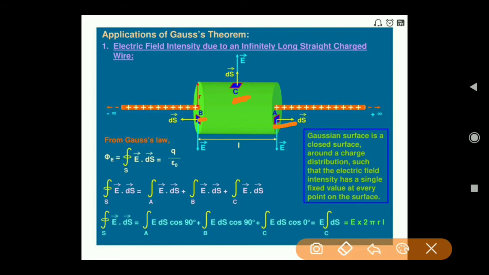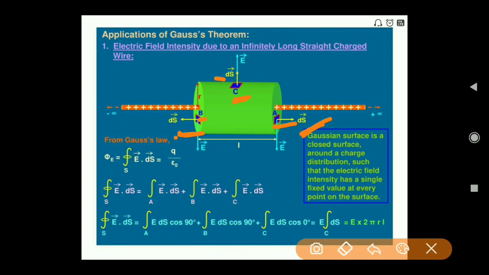For the surface A, you see this is the direction of dS, the area vector, because dS is normal on the surface A and it is outward. Similarly, for the surface B, this is the direction of dS. It is normal on the surface B and it is outward. And similarly for C, if you see the direction of dS on this curved surface, it is normal and it is outward. So these are the directions of the area vector.